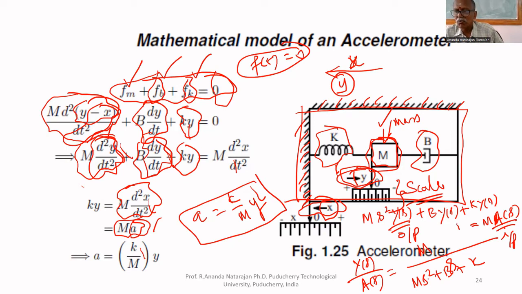Here, if m equal to 1, then it is pole-zero form. For that, what we have to do? We have to divide by m: s² + (b/m)s + k/m. This is in pole-zero form. ms² + bs + k is neither in the pole-zero form nor in the time constant form. Now if you write in terms of s², then it is in pole-zero form.